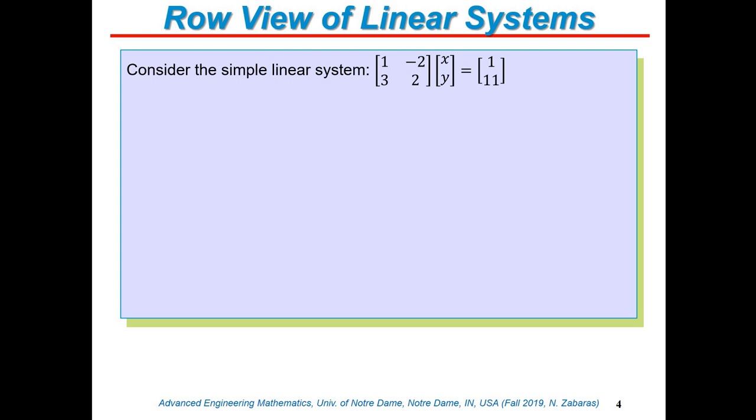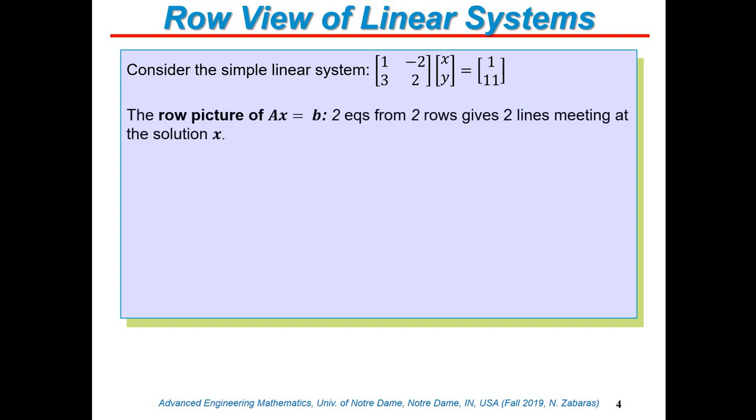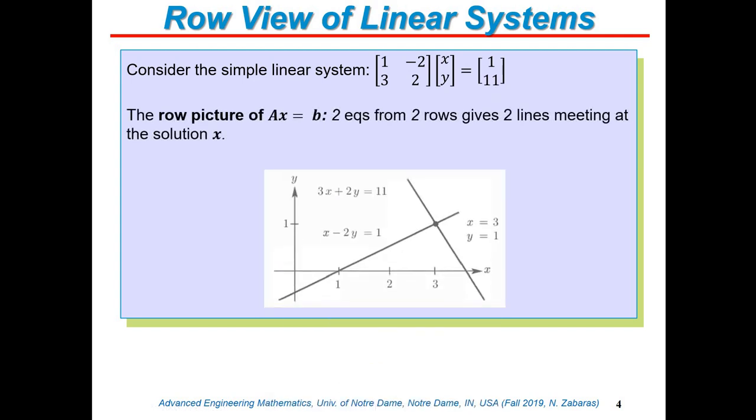So what the row view is nothing else but interpreting basically this equation as two lines resulting by operating the first row 1, minus 2 on the vector xy and the second row 3, 2 on the vector xy to get 1 and 11. So the intersection of those two lines that you extract from the rows, they basically give you the solution to the linear systems of equations. And all of this is, of course, with the assumption that this linear system of equations has a solution.